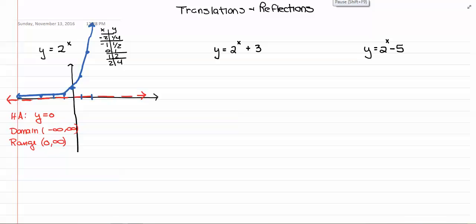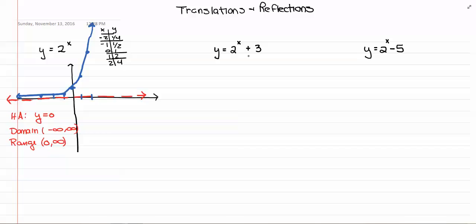Once you have the basic hockey stick shape of the exponential function, you can see how it starts to increase as your x's get bigger. You can use the idea of translations and reflections to sketch a graph of this and know what its horizontal asymptote, domain and range are going to be.